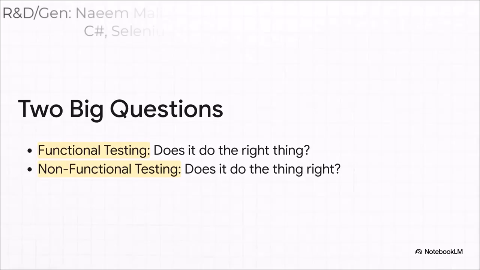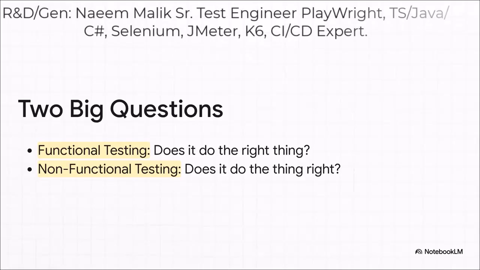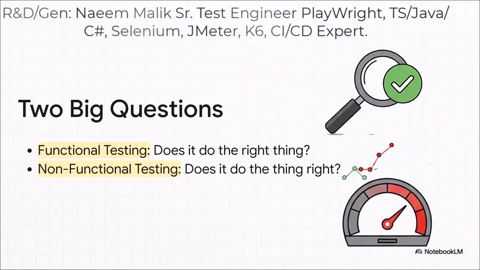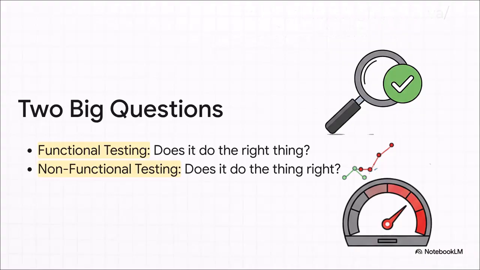When you get right down to it, all testing is really just trying to answer two big questions. First, there's functional testing. This asks, does the feature do the right thing? Like, if I click the buy button, does it actually buy the item? Then you have non-functional testing, which asks a different question. Does it do the thing right? Is it fast? Is it secure? Is it easy to use?